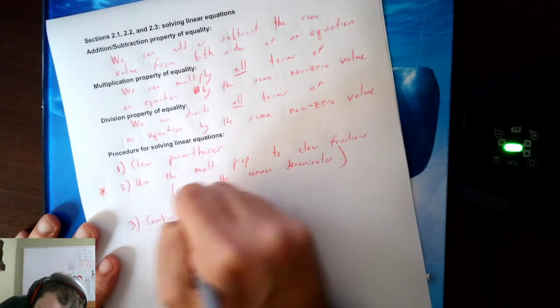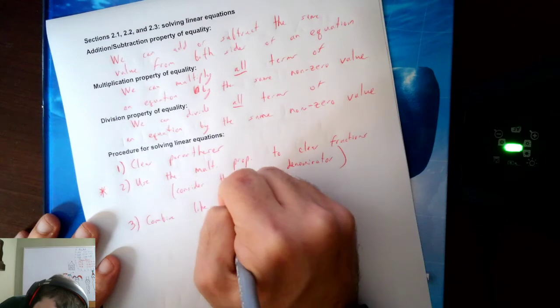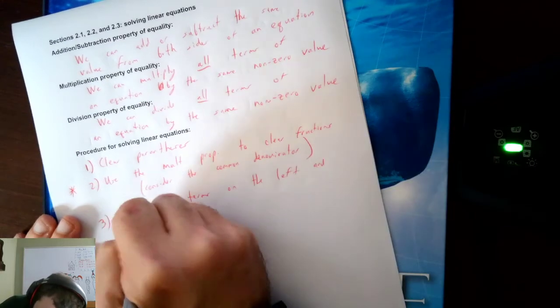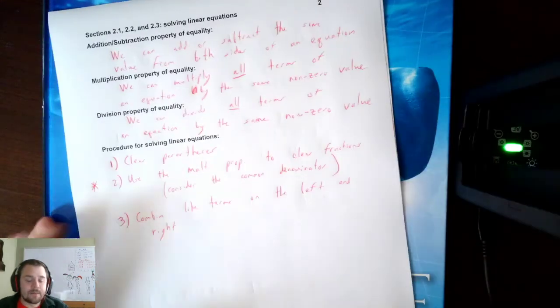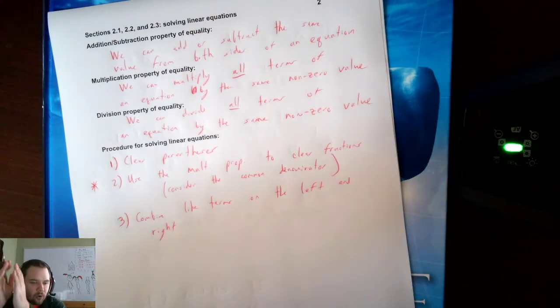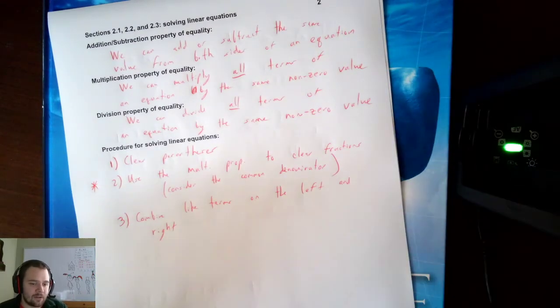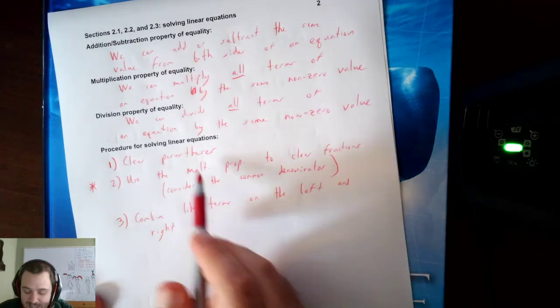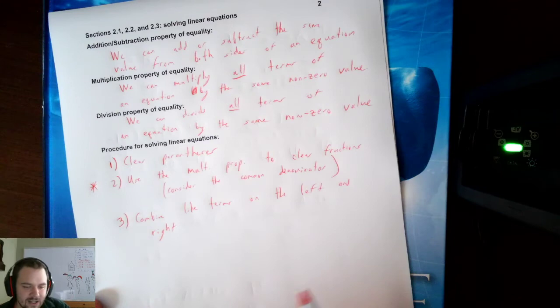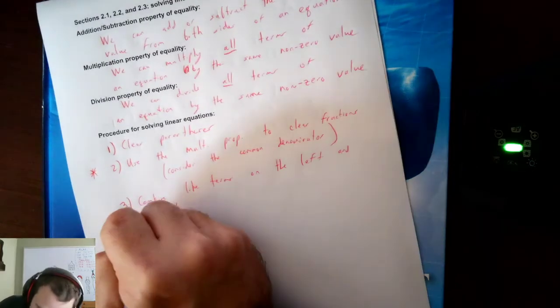Step 3, combine like terms on the left and right. Sometimes you might be able to simplify things up. You can clean up the left side or clean up the right side before you start trying to move stuff around or balance the equation. And that's all we've done so far, is just doing some cleanup. We haven't tried to balance the equation and solve it yet. That's on the 4th step.